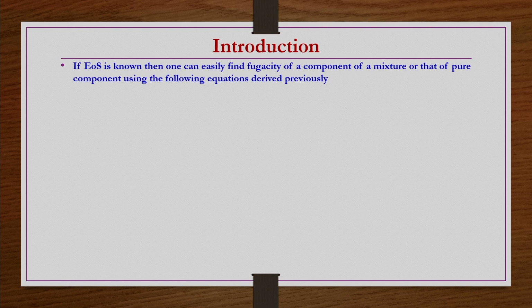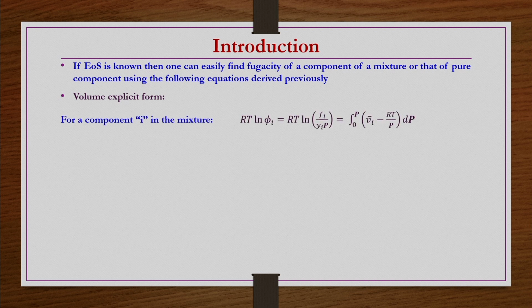So, we have seen that if we know the equation of state in different forms, pressure explicit form or volume explicit form, then you can calculate the fugacity of component i in the mixture using appropriate principles. Let us say you have a volume explicit form equation of state, then you can use this equation to get the fugacity of component i in a mixture, where Vi bar is nothing but the partial molar volume of that particular component in the mixture.